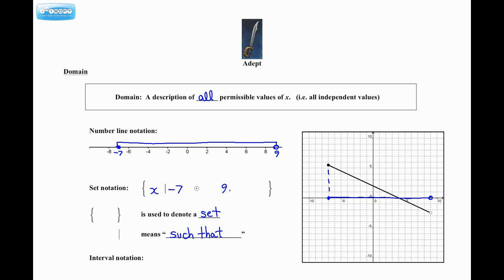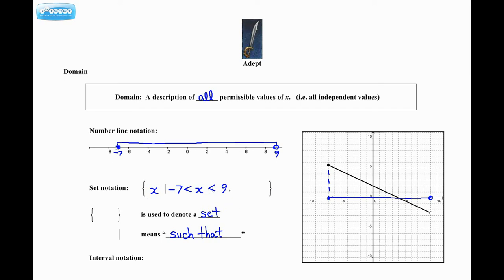X is, of course, any value in between. And then we use our old friends, the inequalities. So it's like the old Pac-Man mouths, and they always open to the bigger number. And the only other thing we have to be careful of is the 9 is not included. Okay, so this is fine.